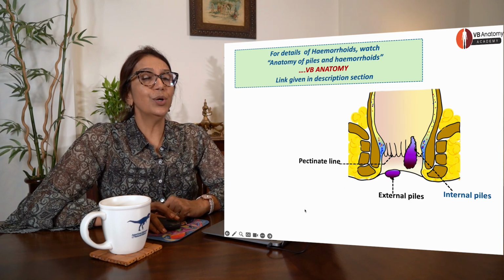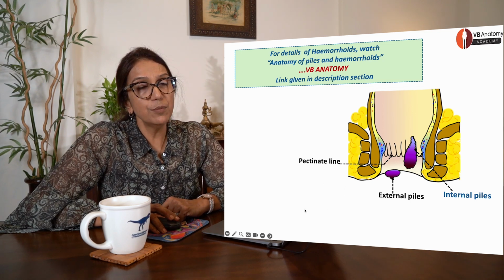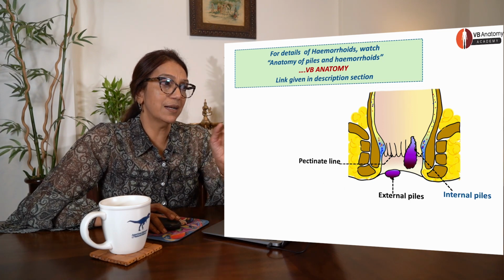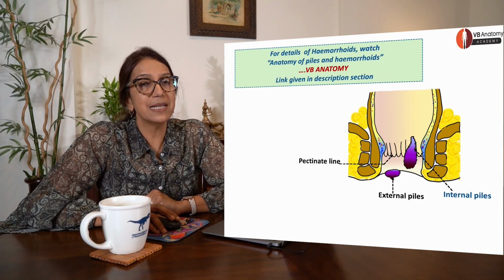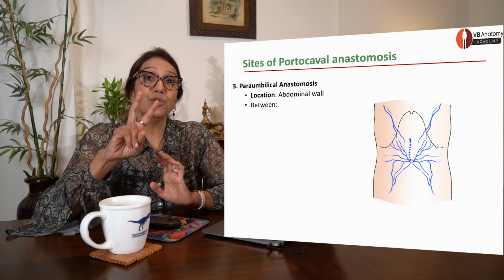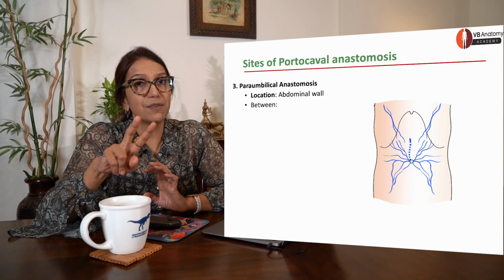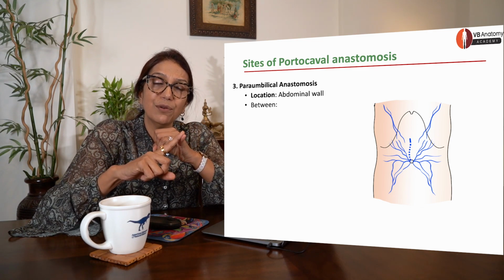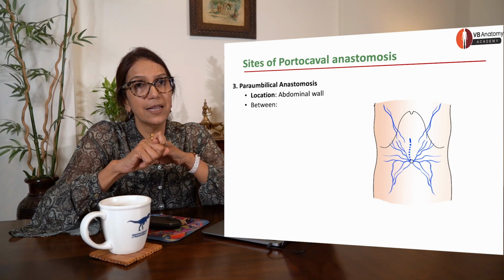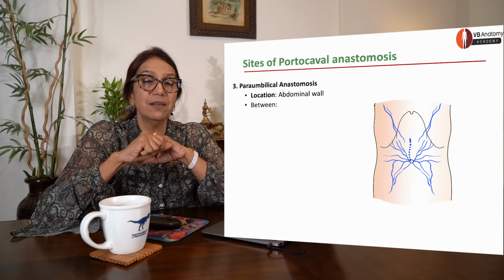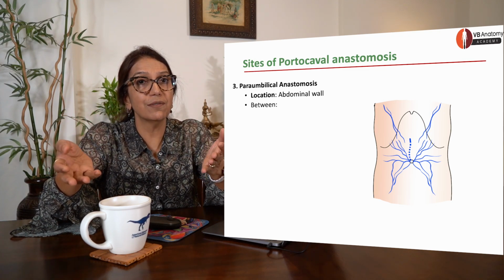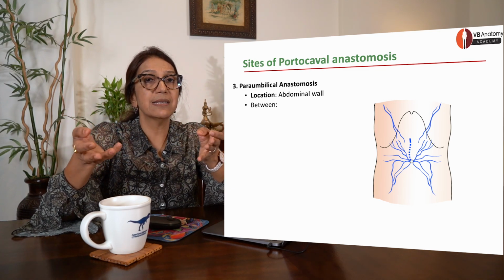For those of you who want to know more about piles, anatomy of piles and hemorrhoids, please access my lecture on piles and hemorrhoids. Okay. So that's two sides of portocaval anastomosis we've understood. One is the lower end of the esophagus, one is the rectum and anal canal. There is another very important site, which you will see so many cases of, the paraumbilical anastomosis.